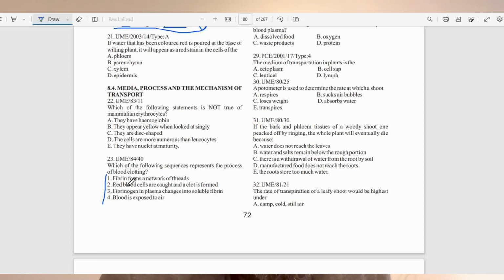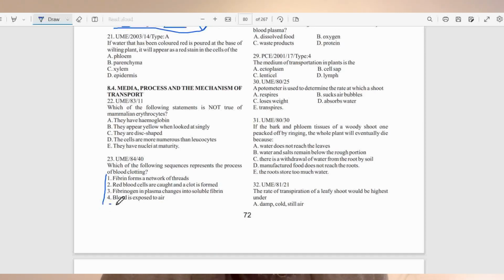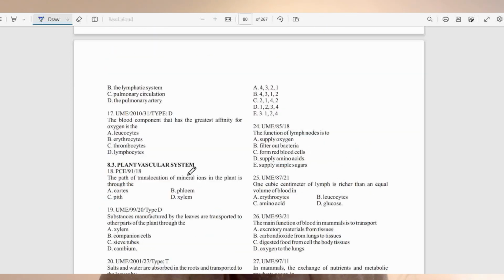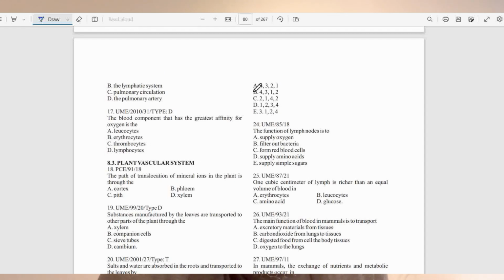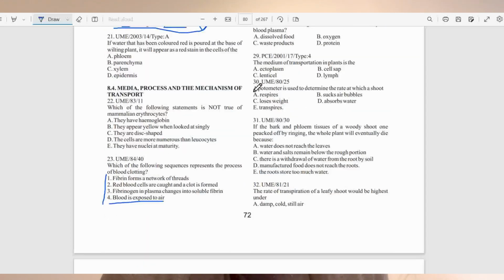So you have: fibrin forms a network of threads, red blood cells are caught up and a clot is formed. Fibrinogen in plasma changes into soluble fibrin, and blood is exposed to air. Of course, the first thing here will be blood is exposed to air first and foremost. So that is number 4. So let's look at where number 4 is beginning in the options. You have A and B, right? So this is a layman's way, let's say you have not even come across this before.